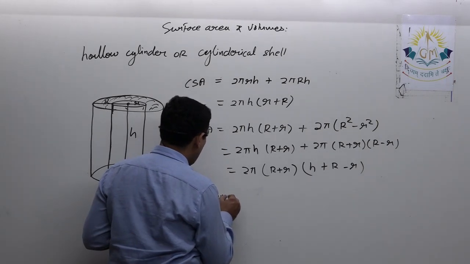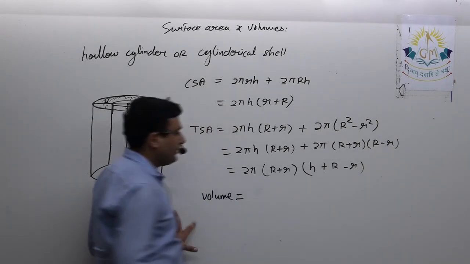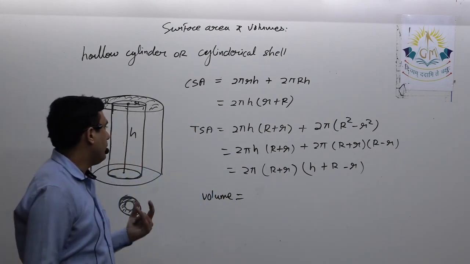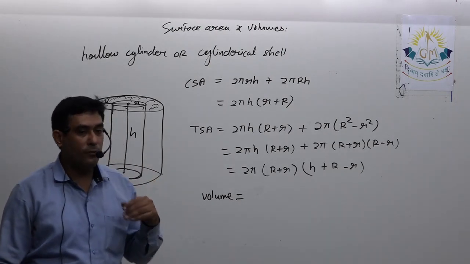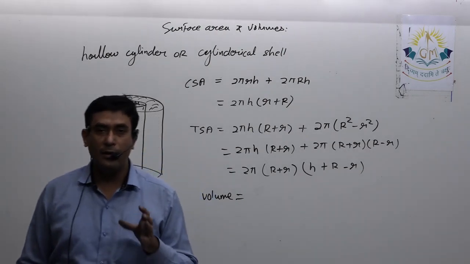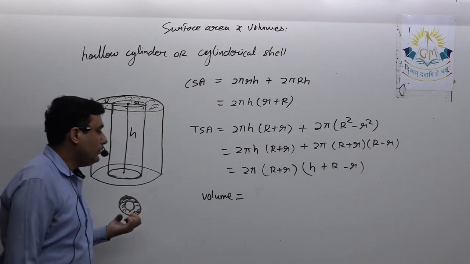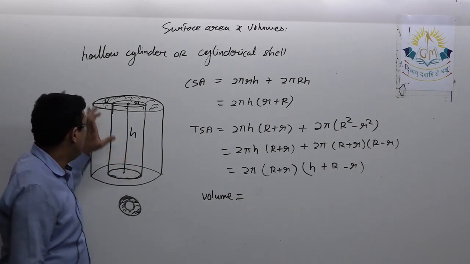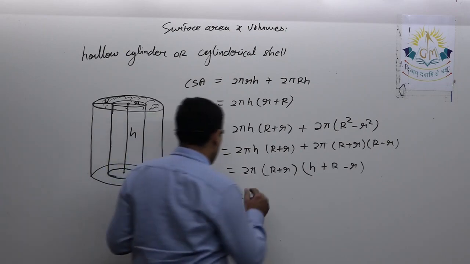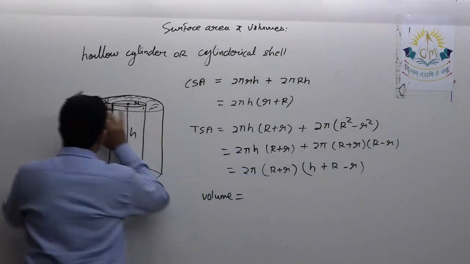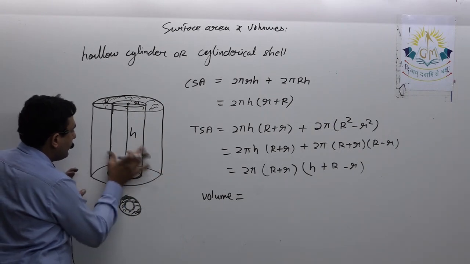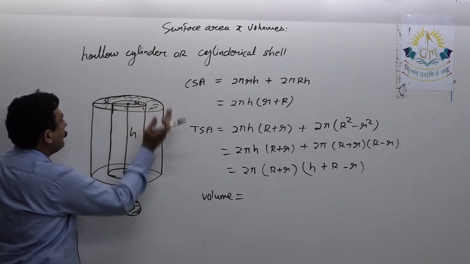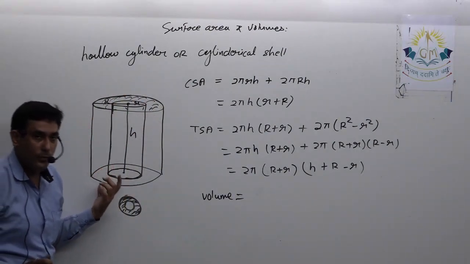Now volume. Over here, as it is hollow, it cannot hold any liquid. So when we talk about the volume of a hollow cylinder, it means we have to find the amount or quantity of the material that is being used to create that cylinder. For a while, suppose this is a solid. To get the volume of this hollow cylinder, if I subtract the volume of the inner cylinder from the volume of the complete cylinder, I will get the volume of the hollow cylinder.